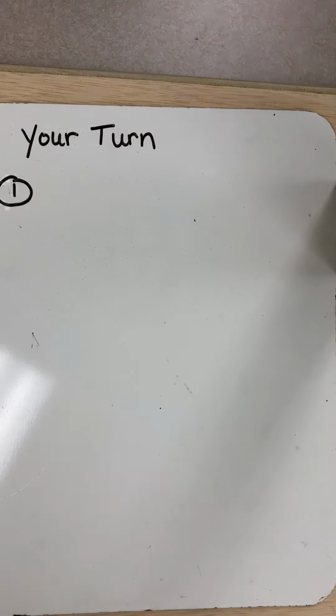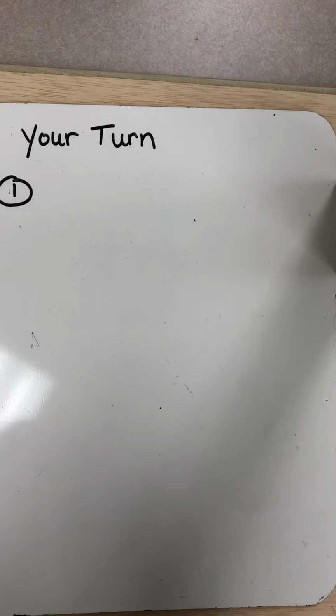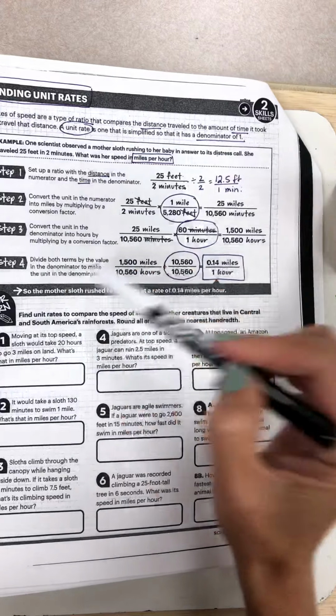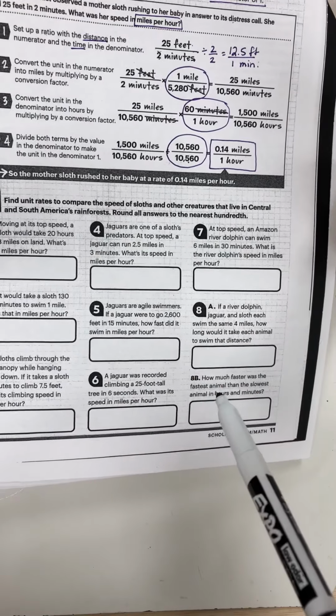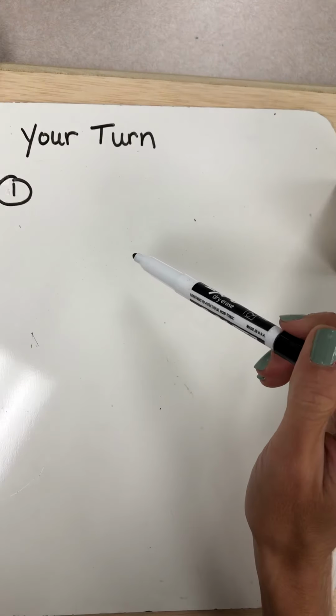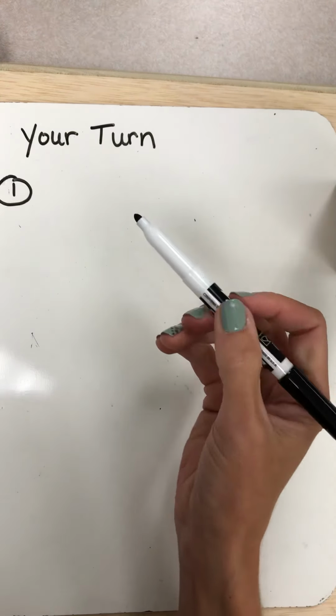All right, now that we went through the example, let's go ahead and do a couple problems together because setting up these problems can be a little bit tricky. This is from, we did this, now we're going to start doing your turn, numbers 1 through 8. I'm just going to do it on a whiteboard because I need a whole lot more room.